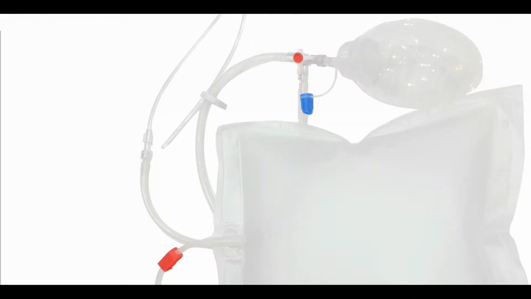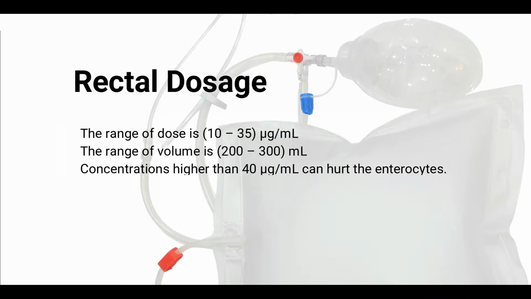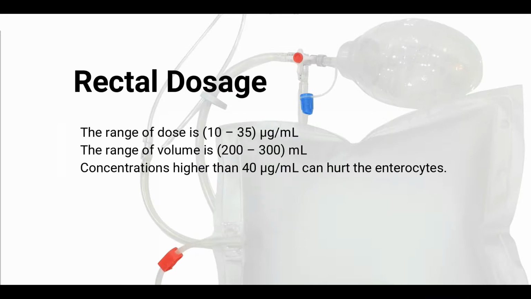The range of dose is 10 to 35 micrograms per milliliter. The range of volume is 200 to 300 ml per treatment. Concentrations higher than 40 micrograms per milliliter may hurt the enterocyte cells.